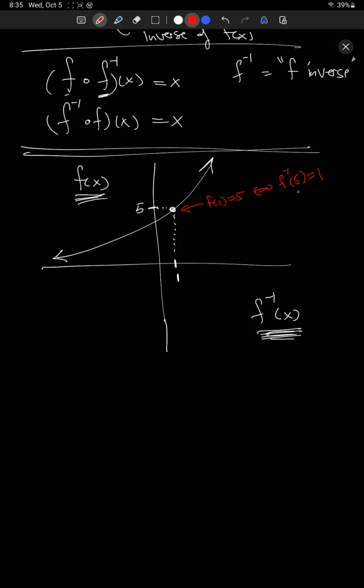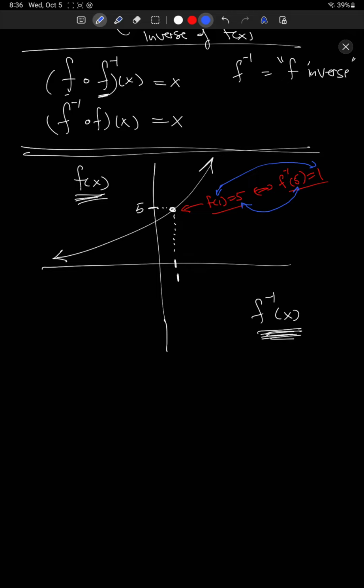And of course, if this is the case, you can see the composite function is just going to be x, right? Because if I do f of 1, I get the output 5, and then I follow that up with f inverse of 5, I'm going to get back to 1. So kind of colloquially, the input here is 1, and that becomes the output for the inverse. The output here is 5, and that becomes the input.